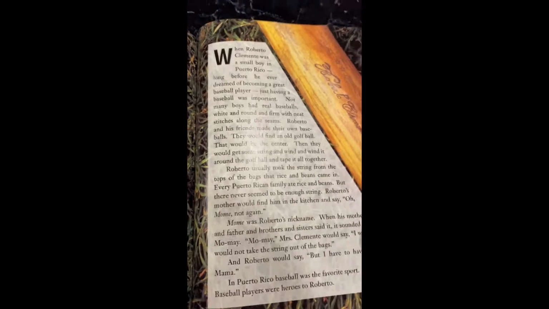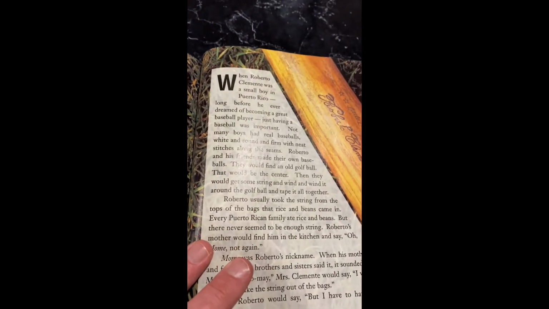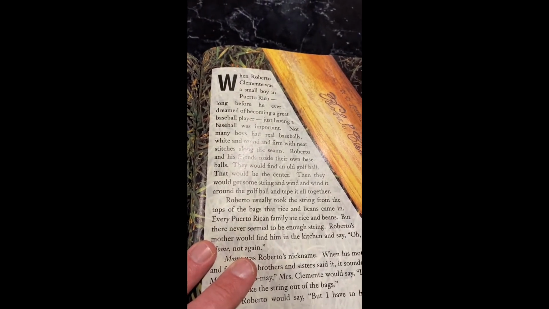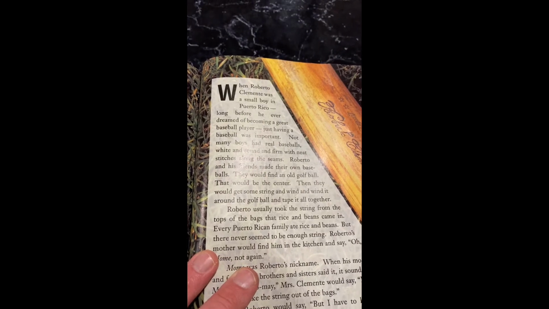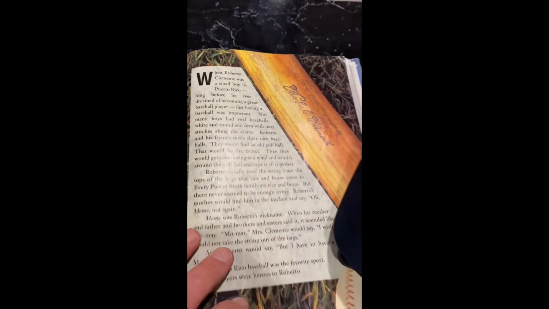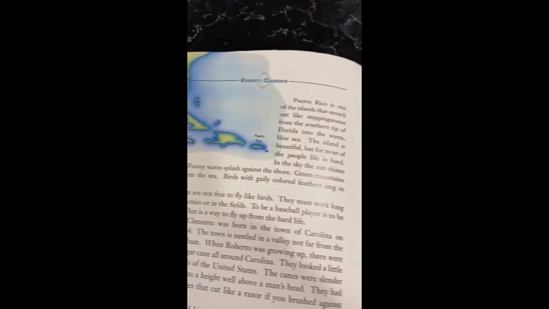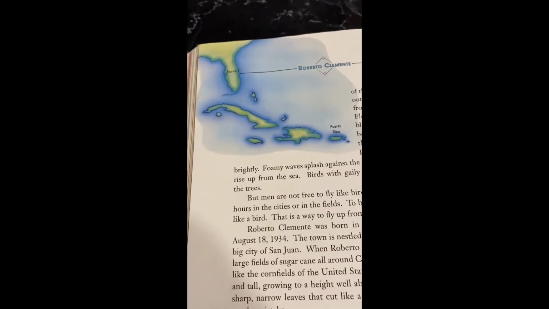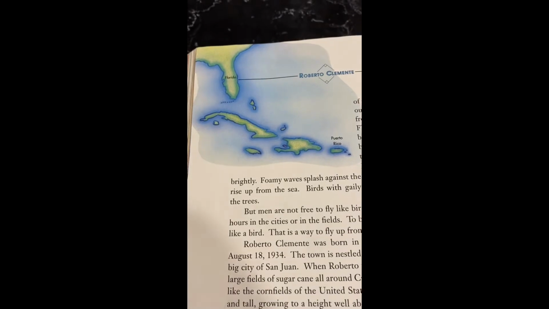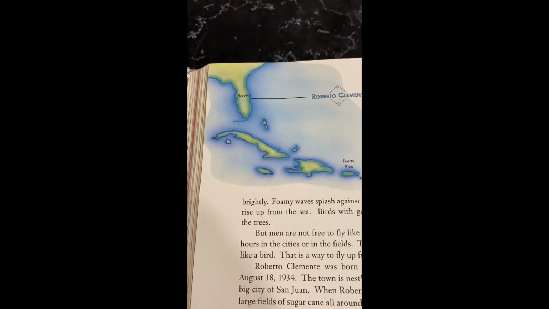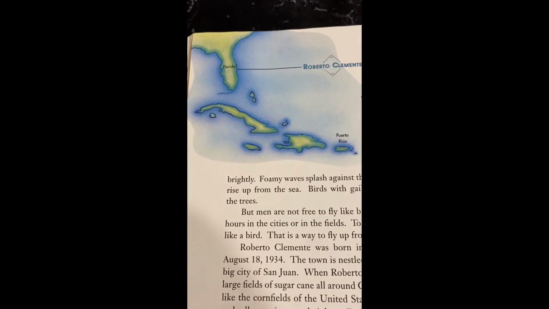Now let's think about this. When he was a small boy in Puerto Rico, just having a baseball was important. If I turn to the next page, I see another nonfiction text feature. I see a map. This is going to help us understand about Puerto Rico.